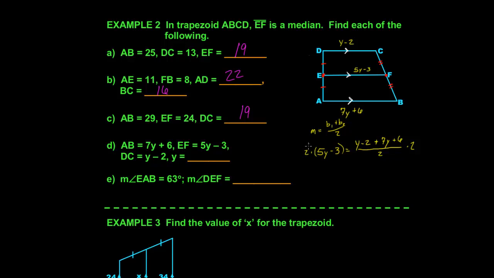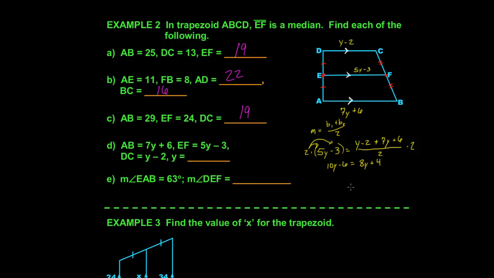So we're going to multiply both of our numbers over here by 2, which will leave you with 10y minus 6 equals. Now, to save some space, I'm going to combine my like terms up here. I've got a positive y, positive 7y, 8y, negative 2, and a positive 6. 6 minus 2, you can think about it that way, it's 4.